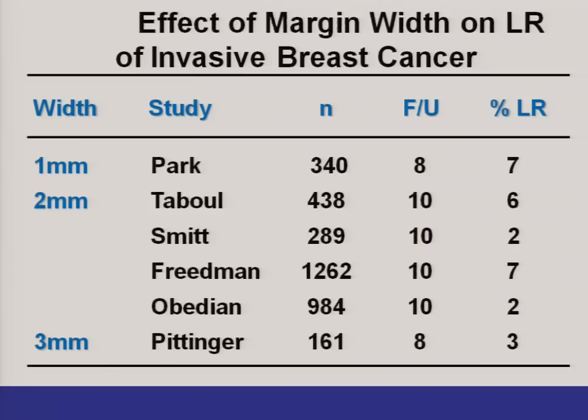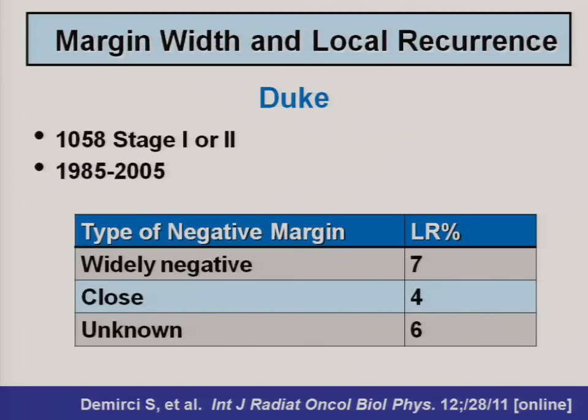Next. Here's another one. Look at these local recurrence rates. 1 millimeter, 2 millimeters, 3 millimeters. They're all quite low. Next. Another study. Widely negative, 7% local recurrence. Close, 4%. Unknown. I guess we should try for close margins at Duke. Next.